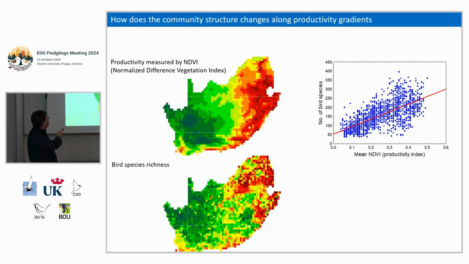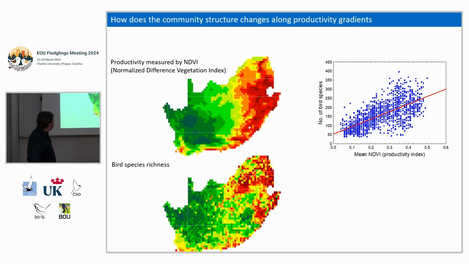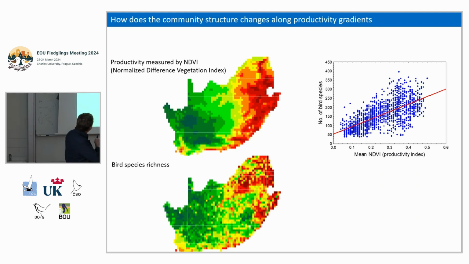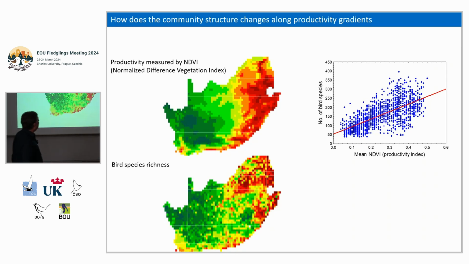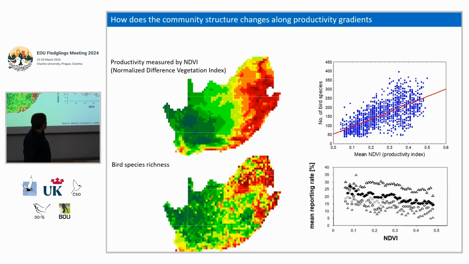There is a nice productivity gradient going from the west to the east, which is completely orthogonal to the temperature gradient, which obviously goes from the north to the south. So here in South Africa, the productivity gradient is kind of clean, not combined with the temperature gradient. And you can see that the pattern of bird species richness is very similar to the pattern of productivity here, measured by a vegetation index. It's not that important. The number of bird species increases with NDVI, a measure of productivity. However, some preliminary data based on atlas collections of bird records showed that mean reporting rate of species does not increase with productivity.